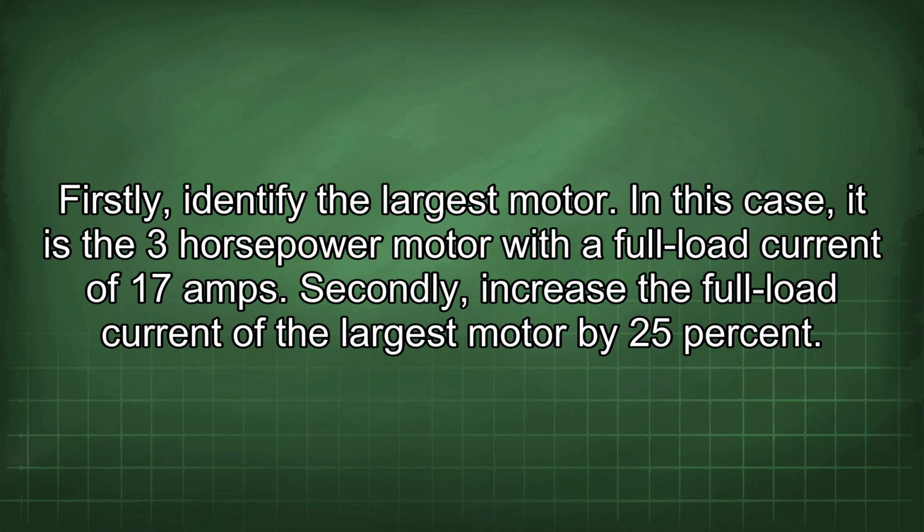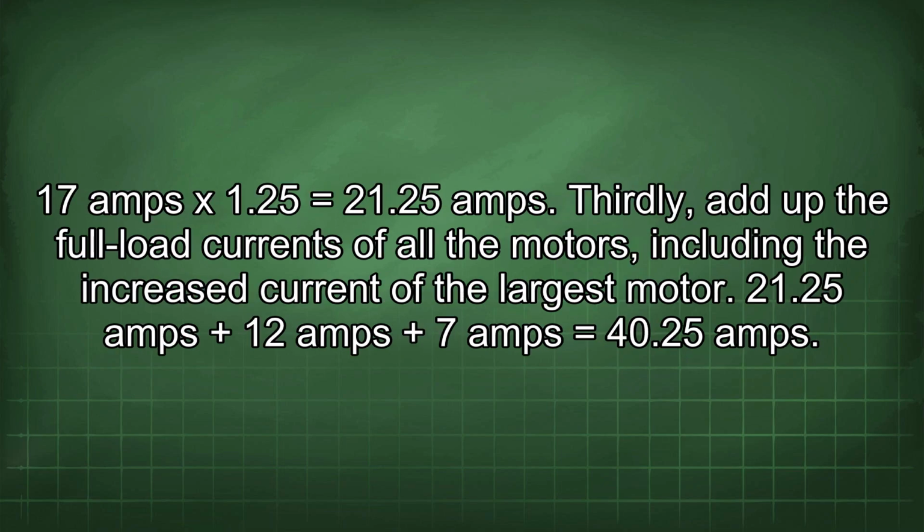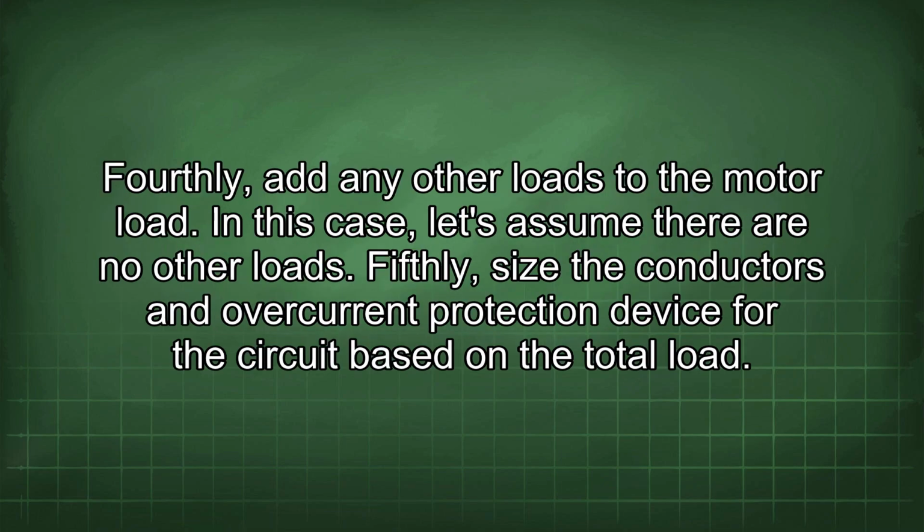Secondly, increase the full load current of the largest motor by 25%. 17 amps x 1.25 equals 21.25 amps. Thirdly, add up the full load currents of all the motors, including the increased current of the largest motor. 21.25 amps plus 12 amps plus 7 amps equals 40.25 amps. Fourthly, add any other loads to the motor load. In this case, let's assume there are no other loads.